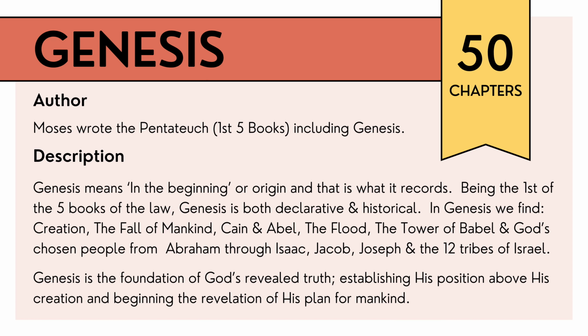Jacob kissed Rachel, and lifted up his voice, and wept. Jacob told Rachel that he was her father's relative, and that he was Rebekah's son. She ran and told her father. When Laban heard the news of Jacob, his sister's son, he ran to meet Jacob and embraced him and kissed him and brought him to his house. Jacob told Laban all these things. Laban said to him, "Surely you are my bone and my flesh." Jacob stayed with him for a month.